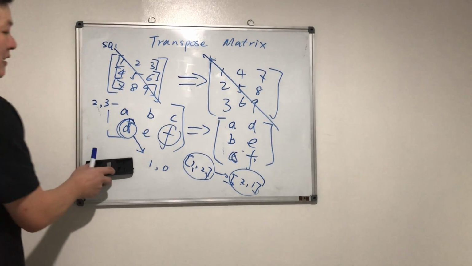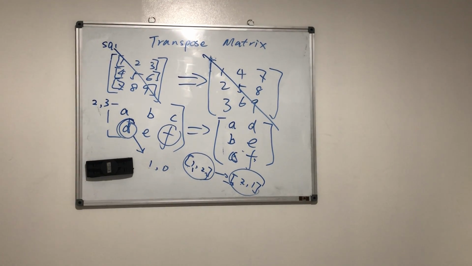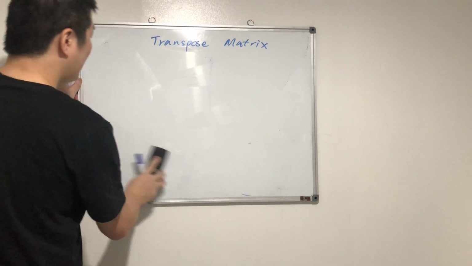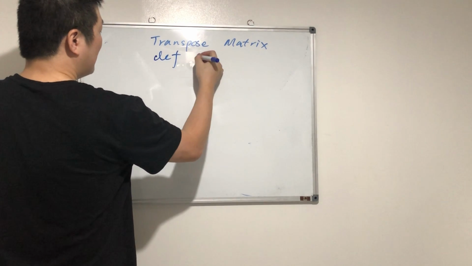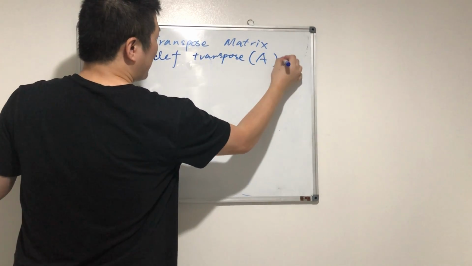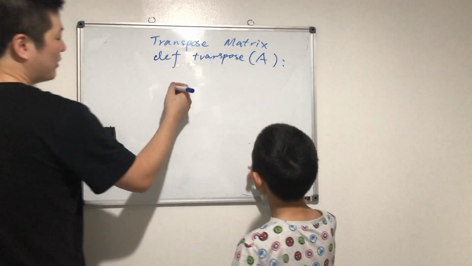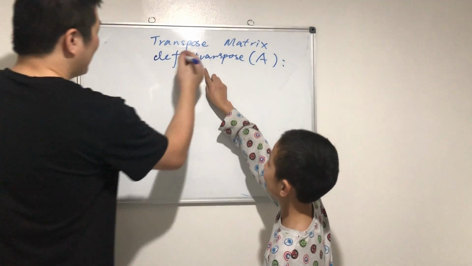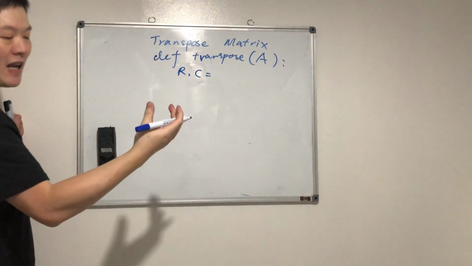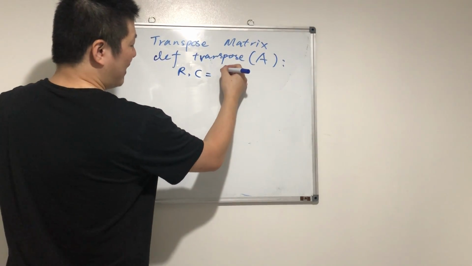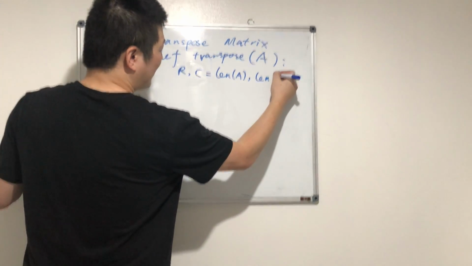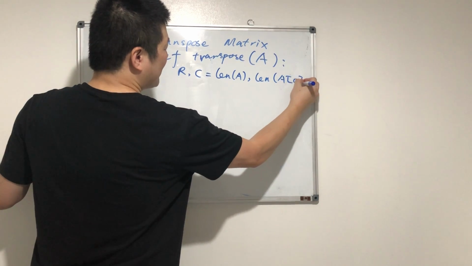Okay, so how do we write this code? Transpose a matrix. Define transpose. A is the matrix, and then we return B. Let's call R and C the original size, which is length of A, and length of A[0]. So that's the original.